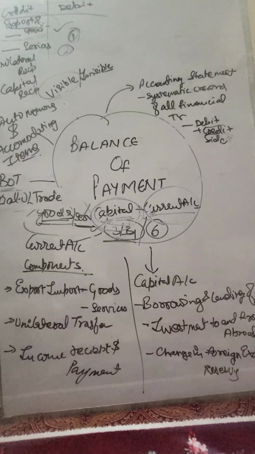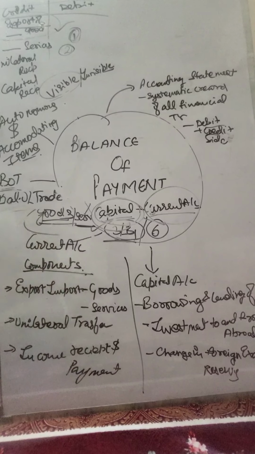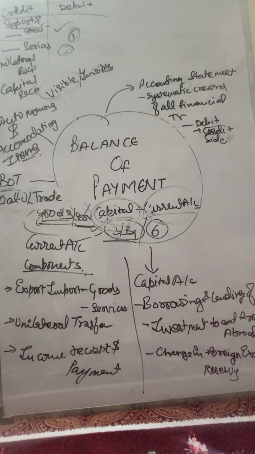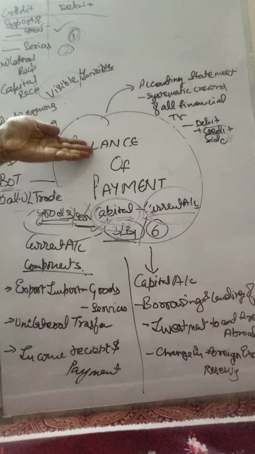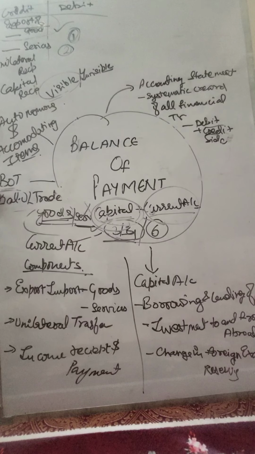So these are a few pointers that you can write down whenever you are asked in the 6 marks, because this is very important to understand what actually is included under balance of trade and what is included under balance of payment. Okay, so as we have discussed, balance of trade can be surplus, deficit, and it can be balanced also. Now, how do we consider that it is deficit, balanced, or surplus?